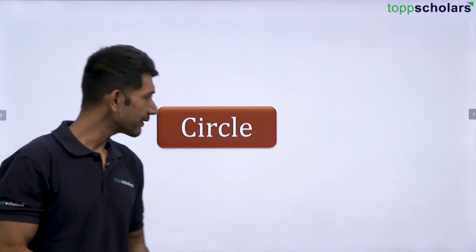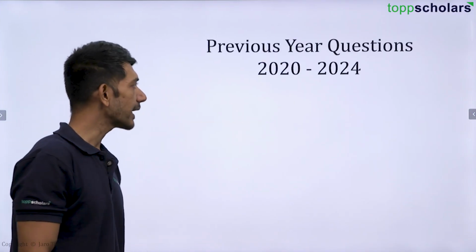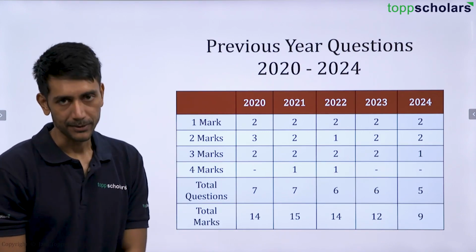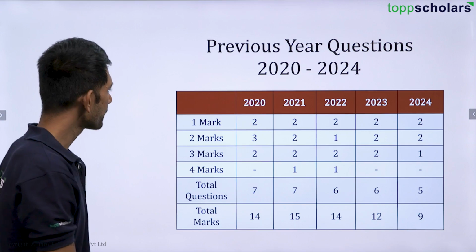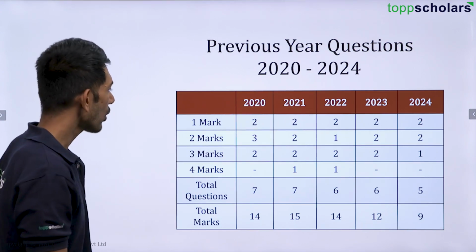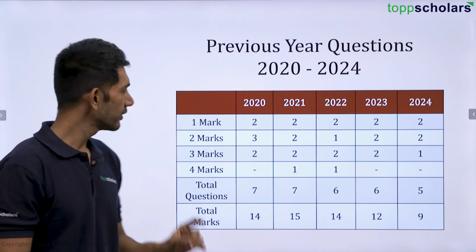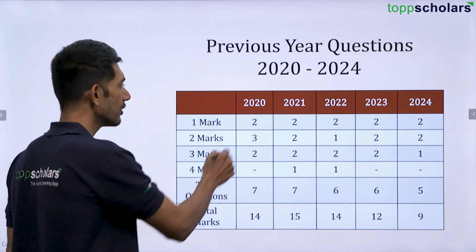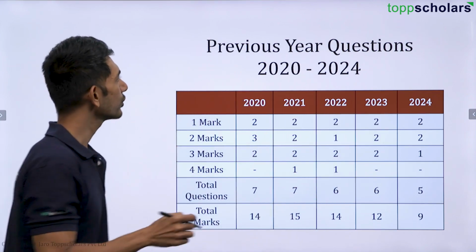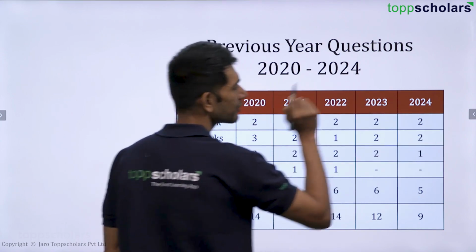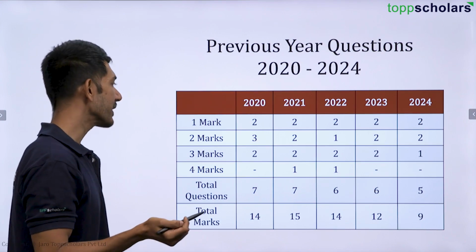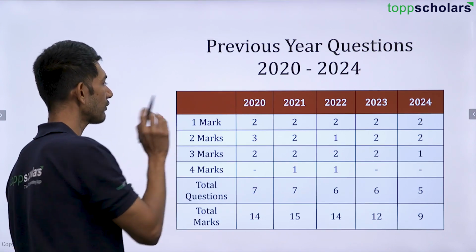So before starting with the chapter, let us try to understand how many questions previously were asked from this particular chapter. So if you see this in 2020, 21, 22, 23, 24, we are talking about the last 5 years. So 1 mark, you can see 2 questions of 1 mark each every year are asked. So you can expect a 1 marker here as well in the year 2025. So what can we expect in 2025? 2 questions of 1 mark.